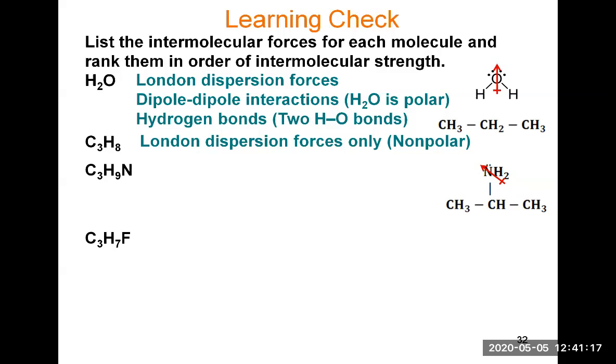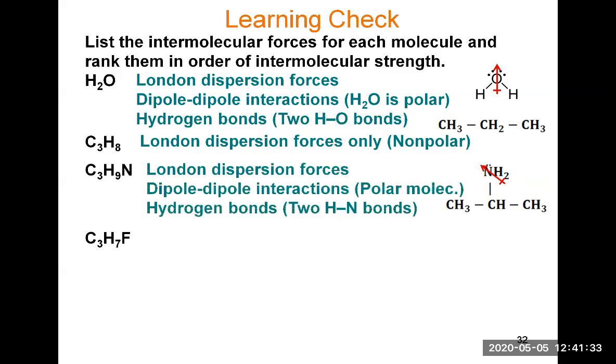Now, do we have hydrogen bonding? For hydrogen bonding to be possible, you need hydrogen to be bonded to nitrogen, oxygen, or fluorine. And here we have hydrogen bonded to nitrogen. So this molecule can experience hydrogen bonding. So it experiences all three of the intermolecular forces.